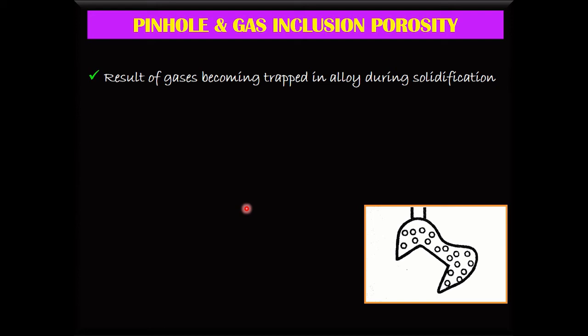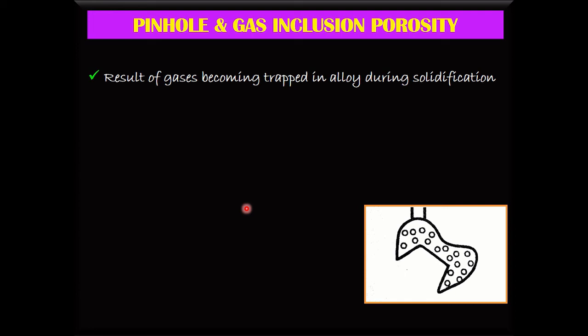Next are the pinhole and the gas inclusion porosities. These are the result of gases becoming trapped in the alloy during solidification. The pinhole porosities are caused by the release of the adsorbed gases, whereas the gas inclusion porosities are caused by the release of the mechanically trapped gases. And there is also a difference in the size of these two porosities. The gas inclusion porosity is somewhat larger compared to the pinhole porosity.